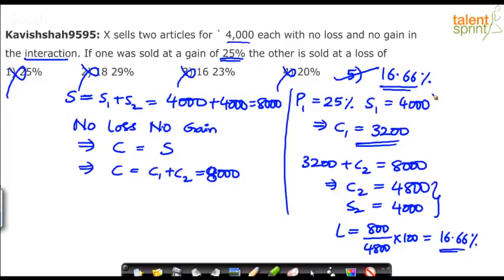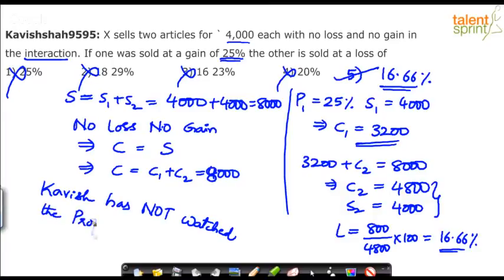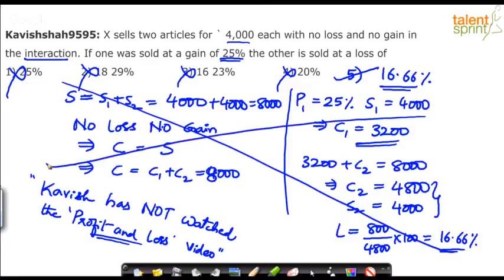Vinay Kumar says loss of 25%. No, it is not loss of 25%. See, remember, this goes to show that Kavish has not watched the profit and loss video, and all those who are saying the answer is 25% have not watched the profit and loss video. Because if you have actually followed the profit and loss topic, you would know that what I'm doing on paper is nonsense. Without putting pen on paper, you can say option 5, 16.66% is the answer.